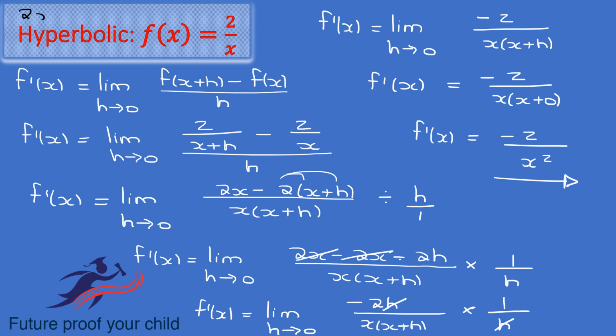And if I want to double check myself, I can always write that on top as 2 times x to the minus 1. So minus 1 times 2 will give me minus 2. Write the x, make the exponent 1 less, so it's minus 2. And I can write it as a positive, so it's minus 2 over x squared.